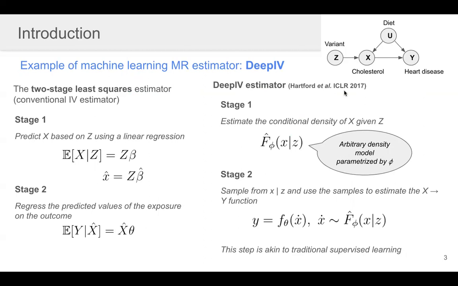DeepIV is a two-stage procedure, and the two stages look a lot like 2SLS. The first stage estimates the conditional density of the exposure given the instrument. Any model that estimates the conditional density can be used for this stage, and we have implemented three options in ML-MR. For the second stage, we sample a predicted exposure given the instrument from the density model, and we can use this sample to train an outcome neural network that models the causal relationship.